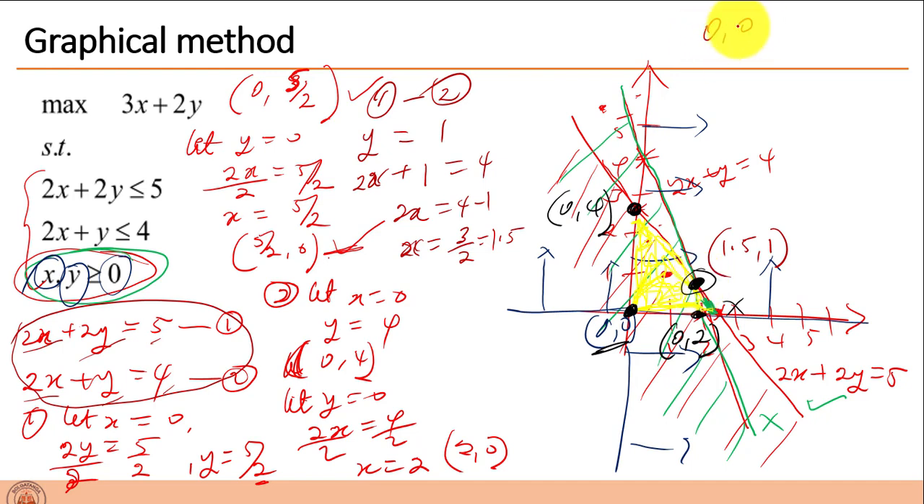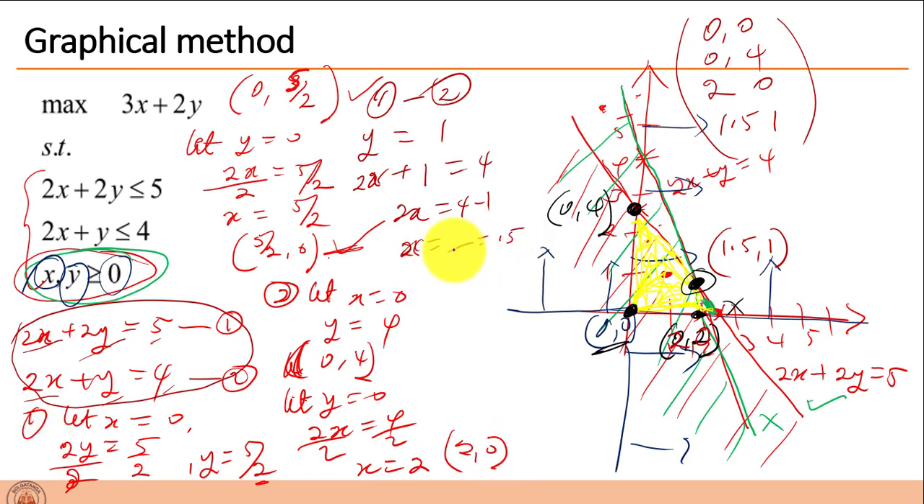Use them: 0, 0, then 0, 4, then 2, 0. Actually, here the 2 is the other way around. Then we have 1.5 and 1. So these are the four corner points that we are going to look at and see which of them will actually give us a maximum profit.